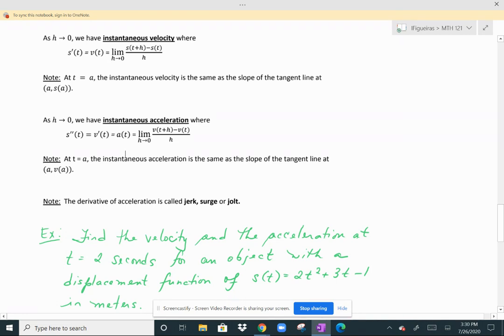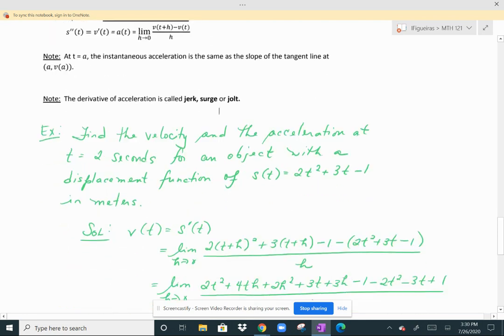This can go on, just like I mentioned, you can take a third derivative and a fourth derivative. So if you took the derivative of acceleration, that's called the jerk, the jolt, or the surge of a function. We don't really spend any time on that concept in this course, but it may come up in other courses like physics.